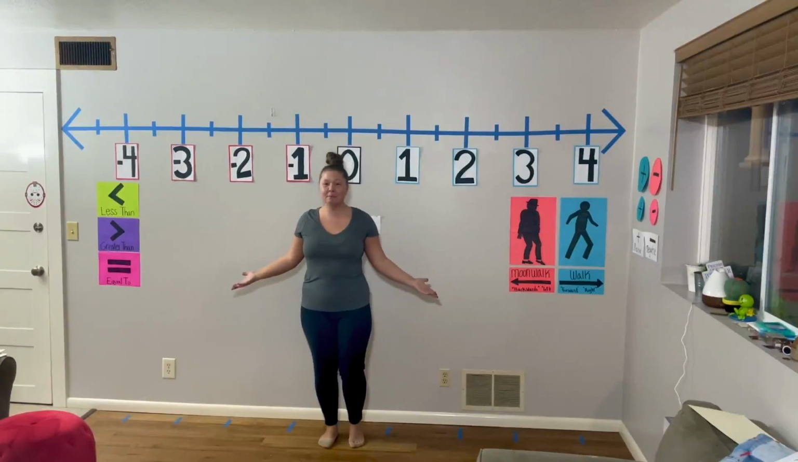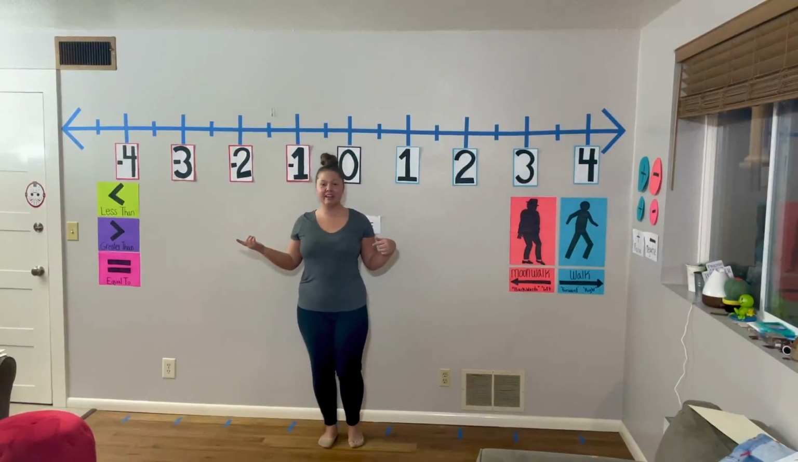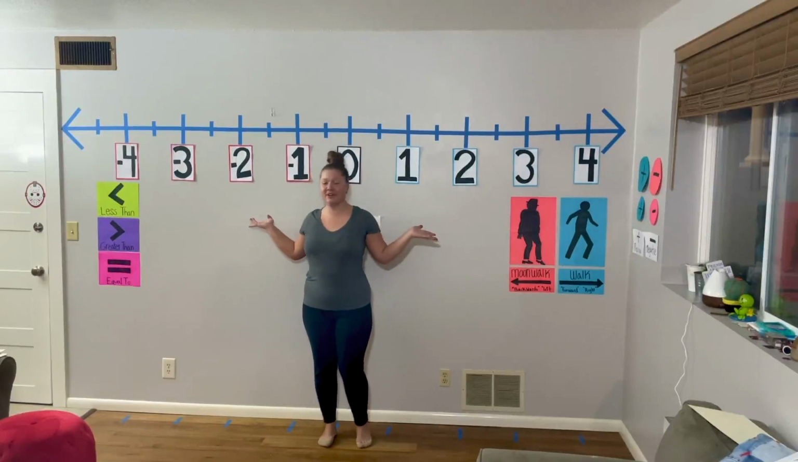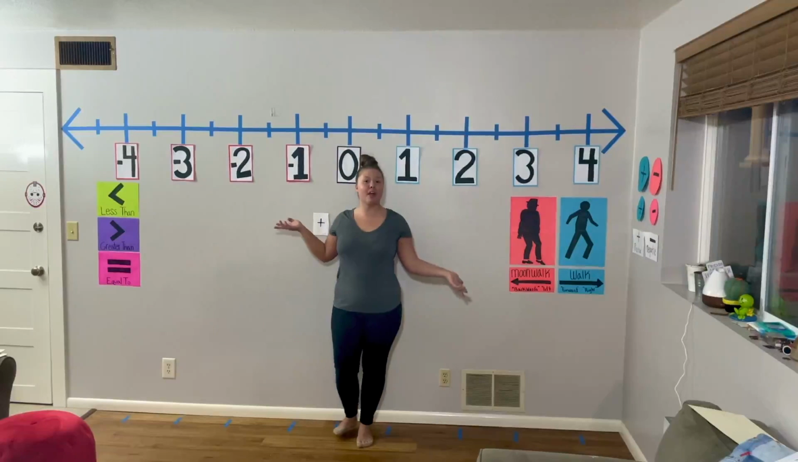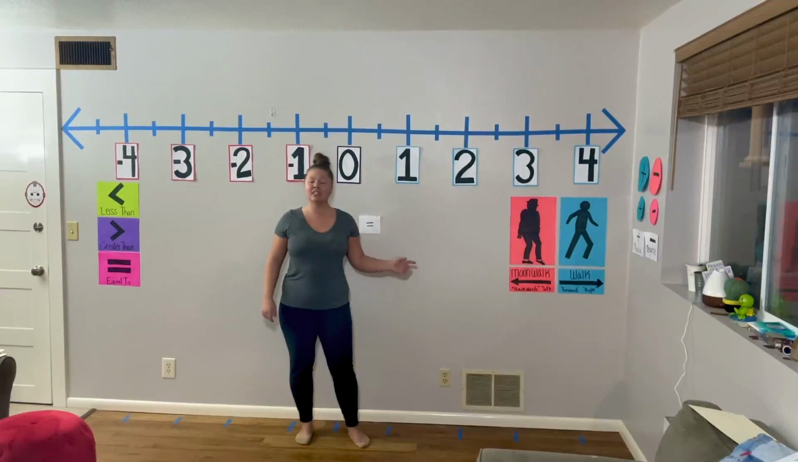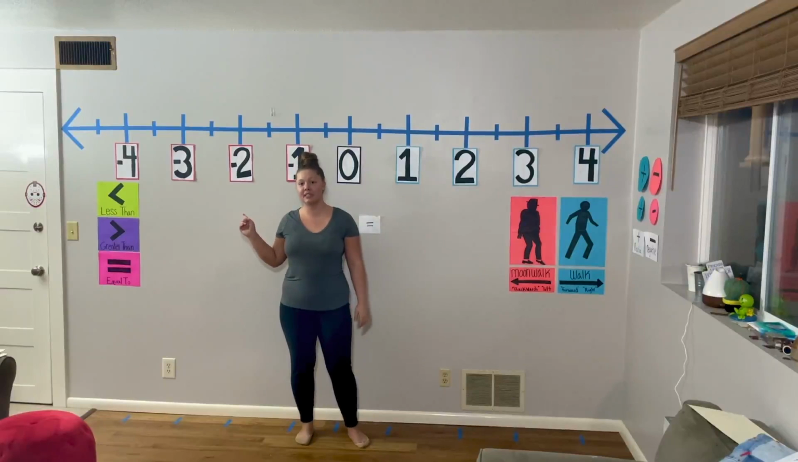My living room. It may sound a little echoey in here. I had to rearrange all my furniture so I could put this number line up for you. So we've been working with the number line, but today we're going to be adding on this number line. So we're going to add with positive numbers and negative numbers.